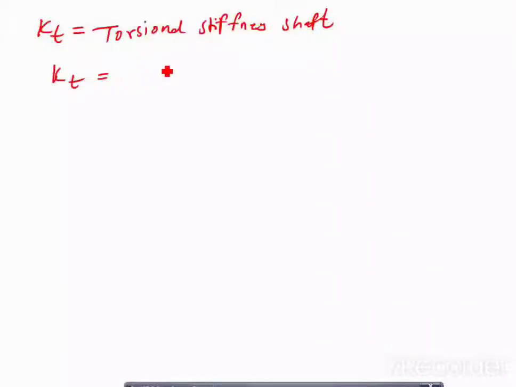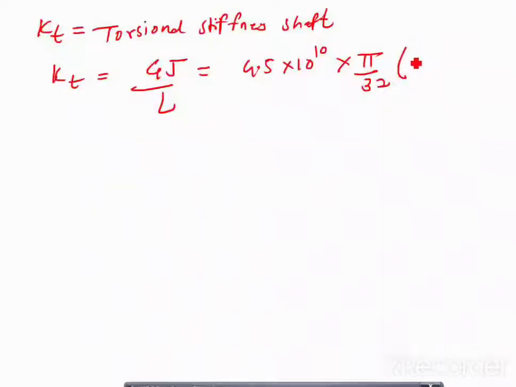So by strength of material formula, we know that Kt is equal to GJ upon L, and they have already given G is equal to 4.5 into 10 raised to 10 Newton per meter square, so no need to change. J is nothing but pi by 32 into D raised to 4. D you should take in meter, so 0.12 raised to 4, divided by L, again in meter, 0.6.